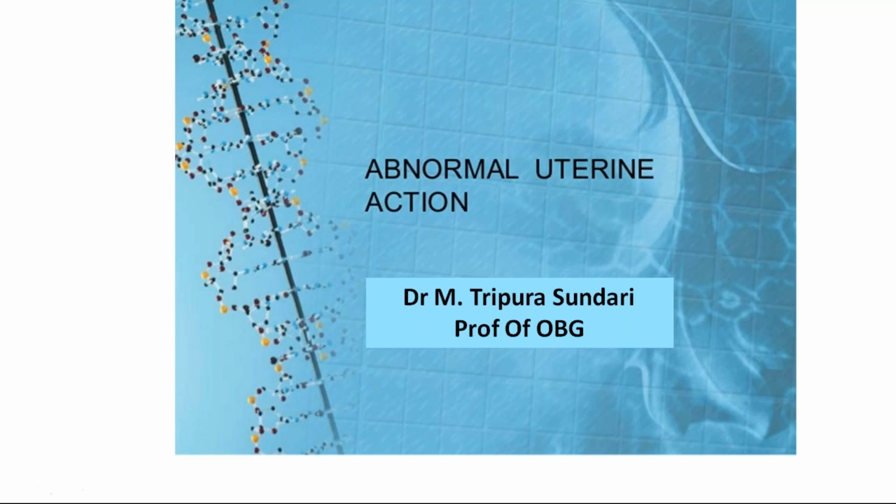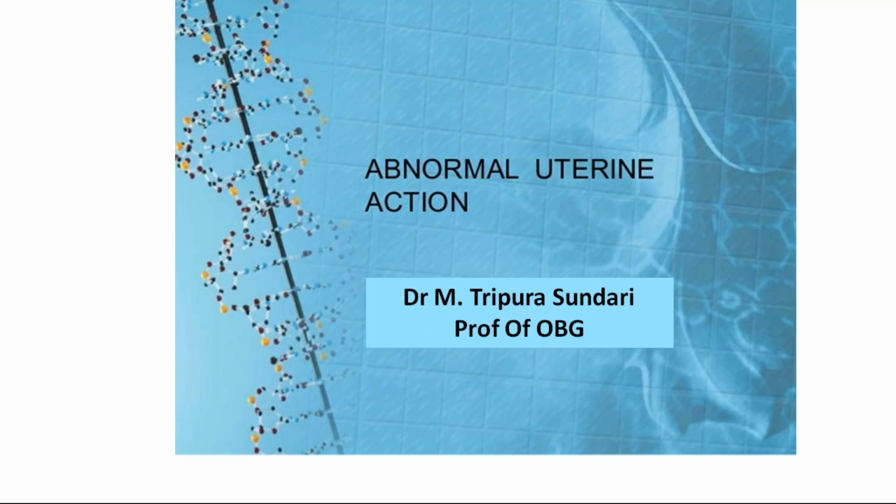Yes, ma'am. So now that you have already heard about the normal uterine action and normal labor, now you will be learning about an abnormal uterine action. All of you are aware that for normal labor to occur, you have 3 P's. Power, passenger, and passage. These 3 are very important for a normal labor.